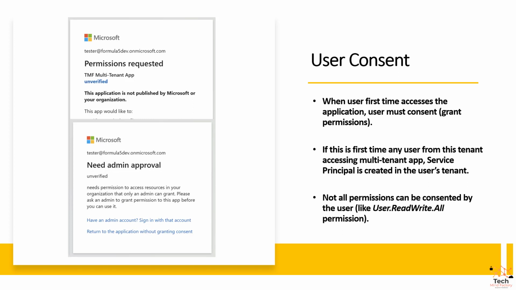Not all permissions can be consented to by the user. That's very important, like user.read, write, .all. So there is a specific set of permissions which require admin consent. So it means that even if the user tries to authenticate, the user will see this screen on the left side of the slide, need admin approval. So in this specific scenario, the user will not be able to consent. The administrator of the tenant has to sign in, authenticate, and grant those permissions.